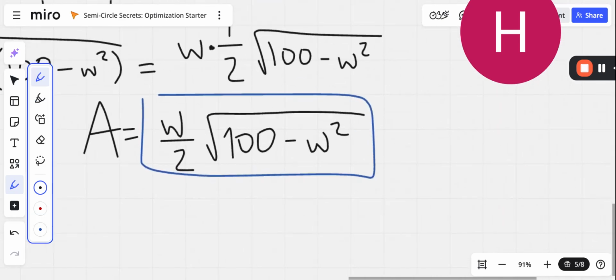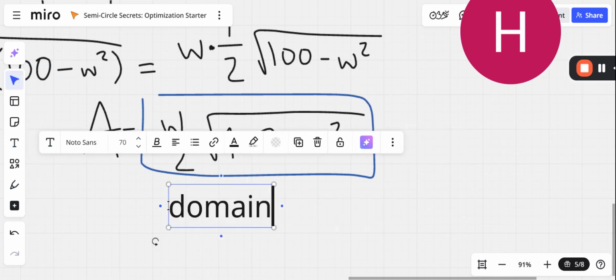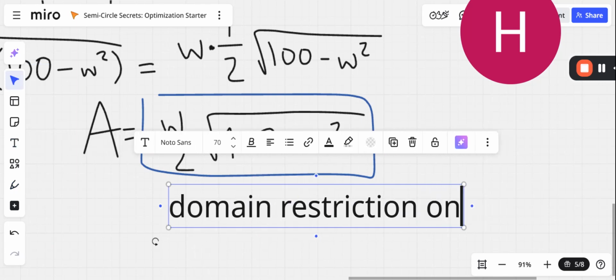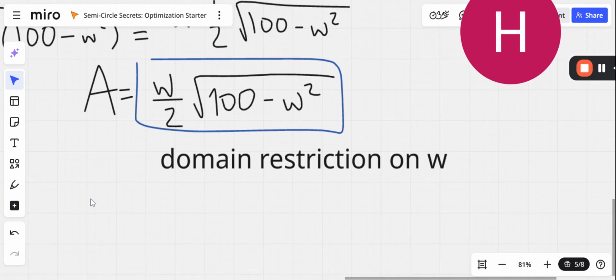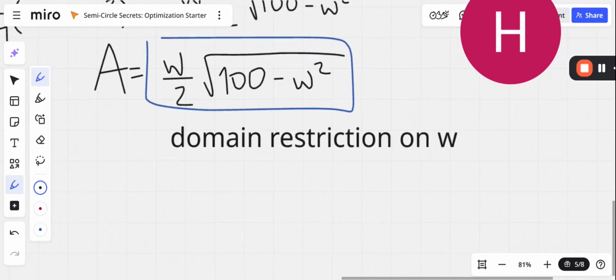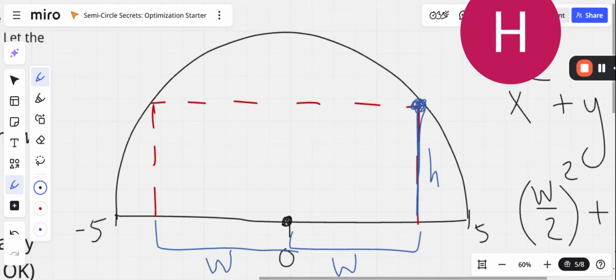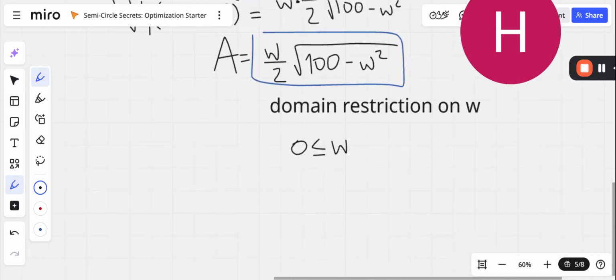We should investigate this because we do have some domain restrictions. I should say domain restriction on w. Of course, w should be greater than 0, but it technically doesn't have to be. So we're going to say that w has to be greater than or equal to 0. And what's the maximum width that I could possibly have in order to keep this inside of the semicircle? Well, I have a maximum width of 10 across the bottom. So theoretically, the rectangle could have a width of 10.